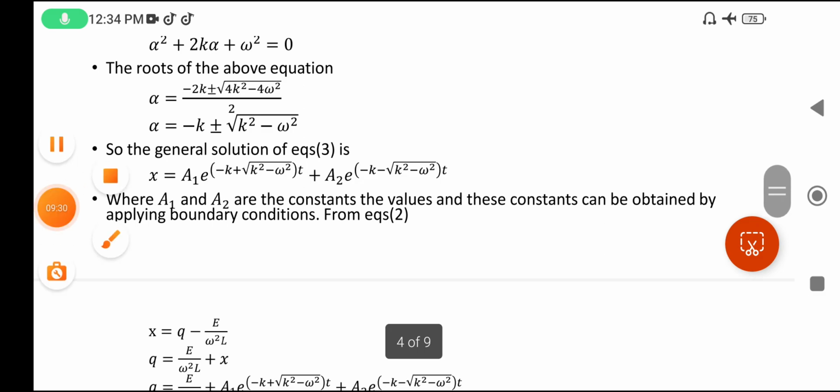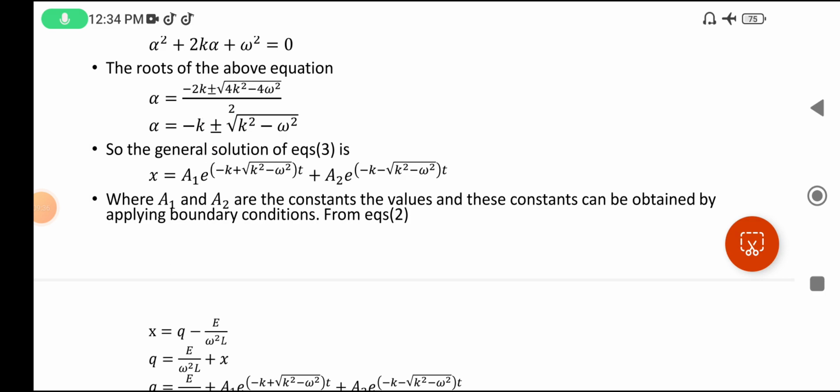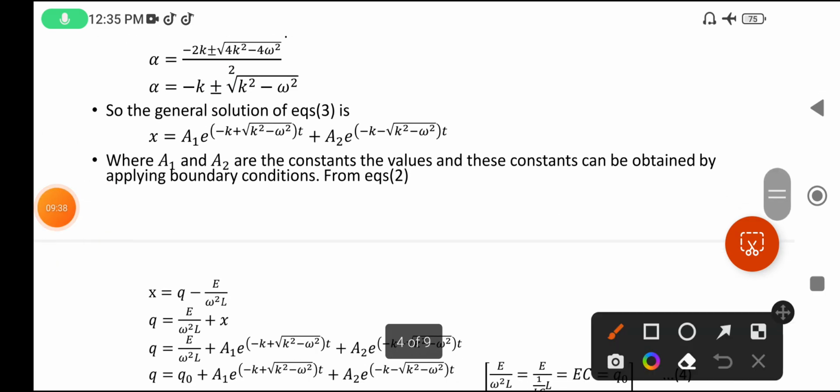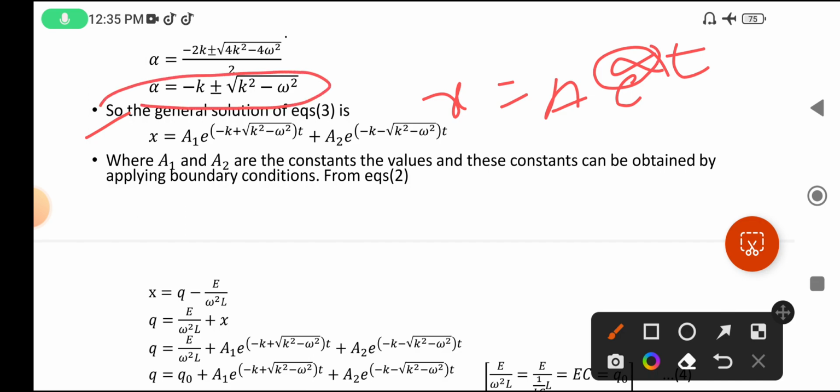Next, two solutions have come. One is with a plus and one with a minus. So for this, the general solution equation is x equals A e to the power of alpha t, as given above. But in place of alpha, you have two values: one is a plus value, the other is a minus value.